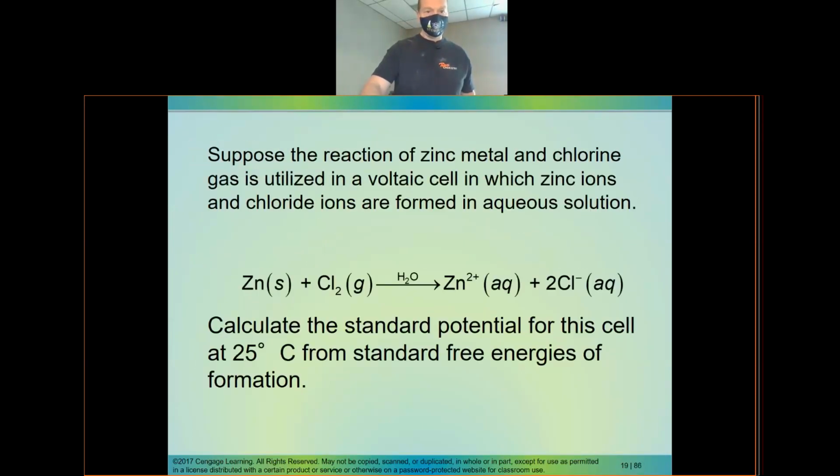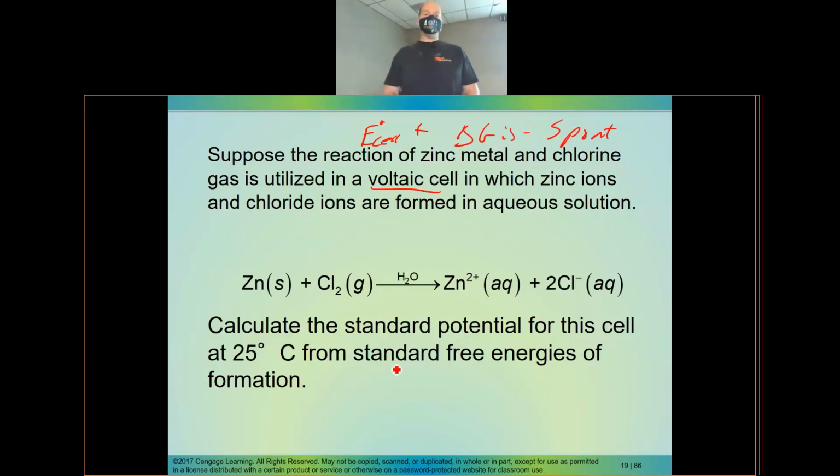All right, so this question is different. Now we have zinc with chlorine, in a voltaic cell, so we know it's spontaneous. When they say voltaic cell, we know that our E naught cell is positive, our delta G is negative, and it is spontaneous.